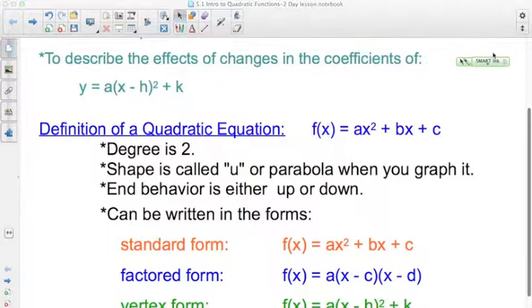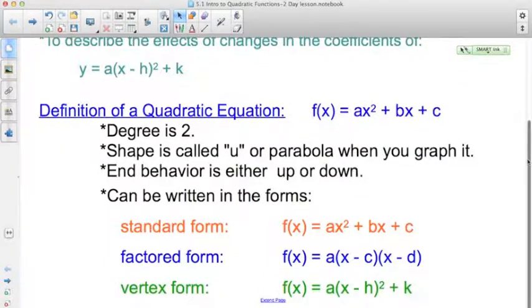Here is just some key highlights to what a quadratic function's equation is. Remember that f of x just represents the letter y. f of x equals ax squared plus bx plus c. The degree is 2. Where you find the degree in the equation is right there at x to the second power. The shape is going to look like a U. We also call it a parabola.